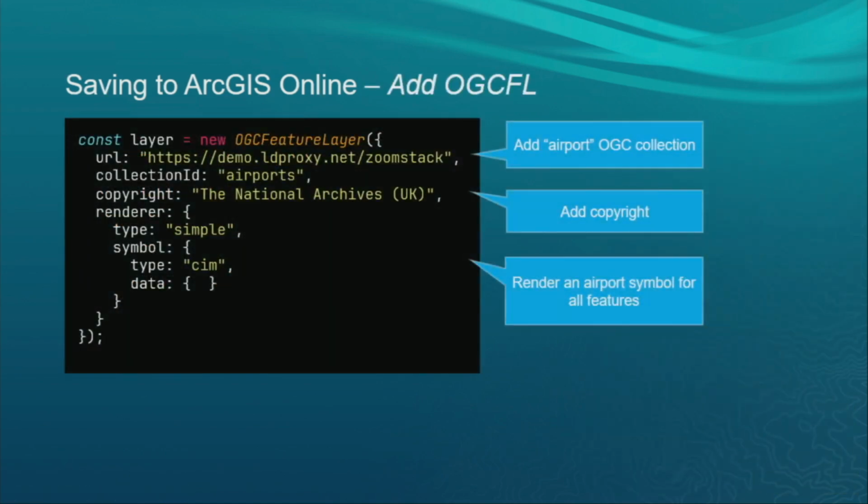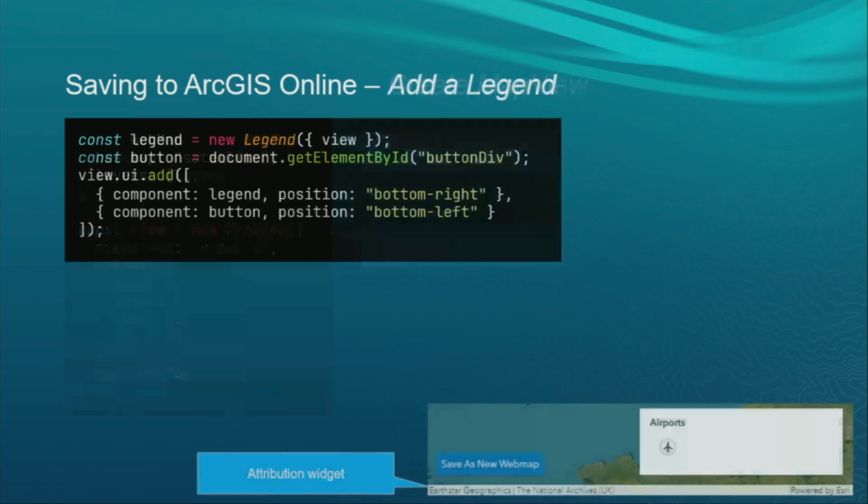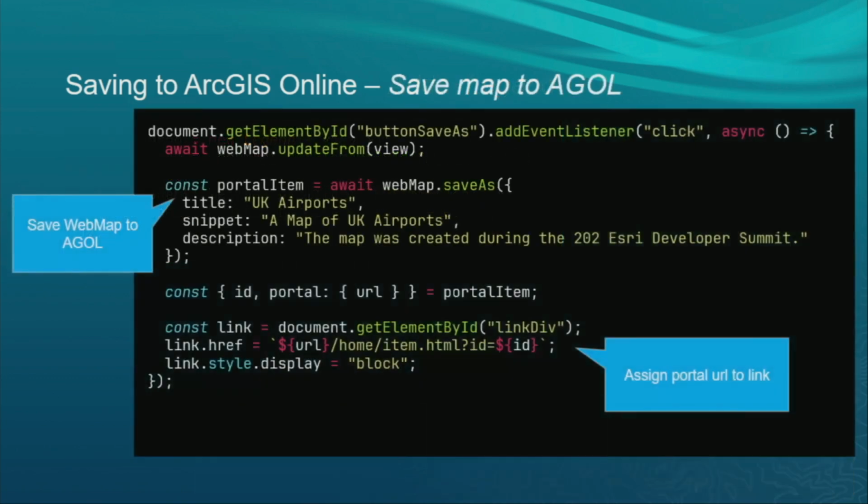So this is the code I used to do it. I created a new layer. I specified the landing page to the service, and I used the collection called airports, and it provided some metadata, including the copyright statement, and also an elaborate airport symbol using a sim symbol. That layer is added to the web map, and that web map is added to the map view. We added a button to the lower left-hand corner, which when clicked, is going to save that web map to online. So here's the code for that.